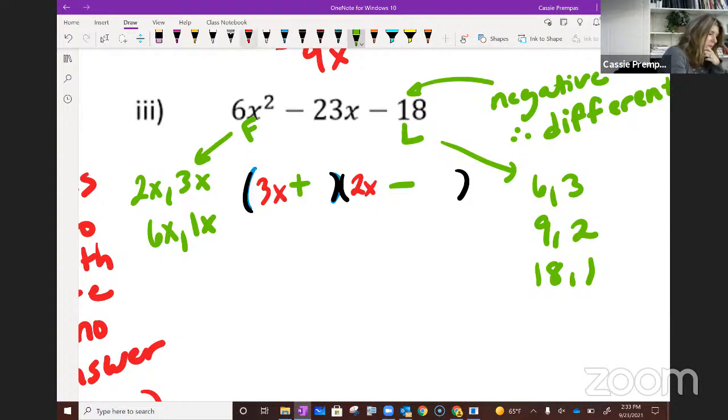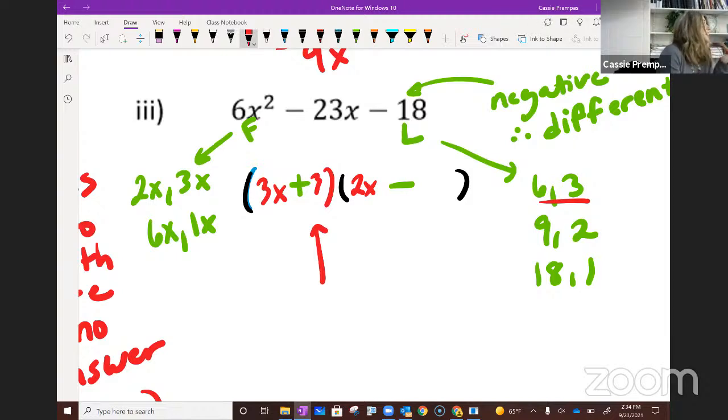3 and 6. Now here's where that helpful hint comes into play. If I look at 3x, can I put a 6 or a 3 in with 3x? Can I put a 6? No, because that would create a GCF. Can I put a 3?